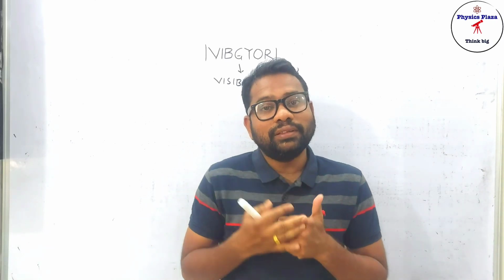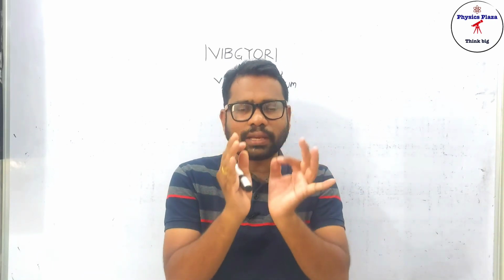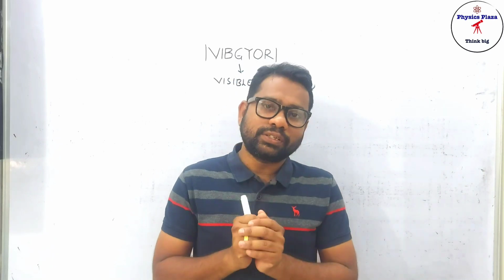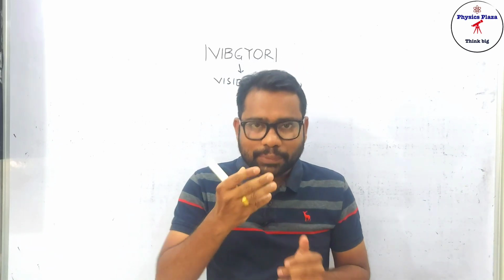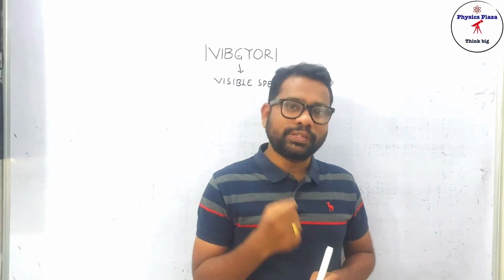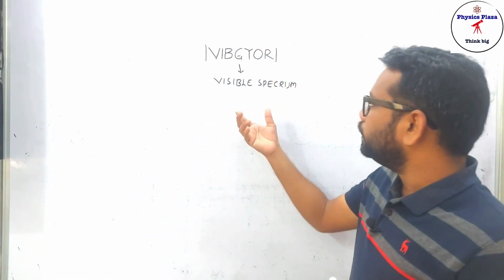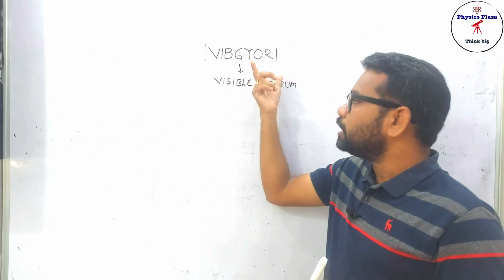Why am I sharing this dialogue? Because it exactly suits today's discussion especially. So let me tell you how. Children, we know that when sunlight is passed through a prism, we obtain VIBGYOR, that is, we obtain the spectrum.